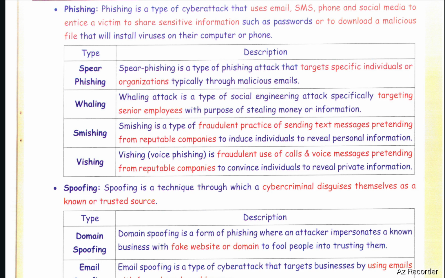Smishing. Smishing is a type of fraudulent practice of sending text messages pretending to be from reputable companies to induce individuals to reveal personal information. Vishing, or voice phishing, is the fraudulent use of calls and voice messages pretending to be from reputable companies to convince individuals to reveal private information.